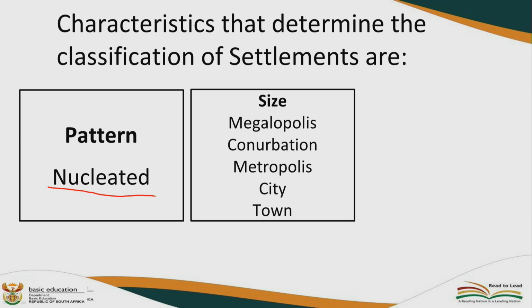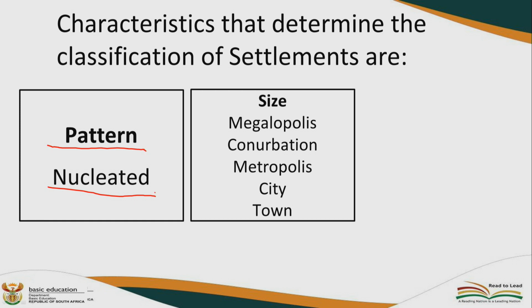In rural settlement, you did indicate that we do have isolated farmstead, where a building is here and a building is on that side. But when we talk about urban settlement, we talk about things that are concentrated in one place. We talk about many functions. We talk about many buildings found in this place. That is why the pattern of urban settlement is nucleated.